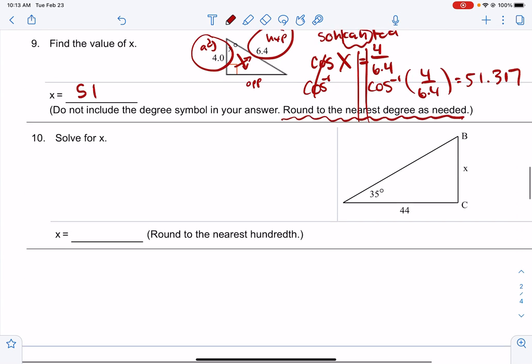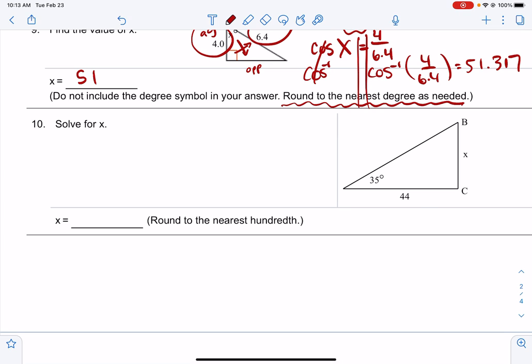Okay. Number 10, here's a right triangle. I know it doesn't show the right triangle symbol down there. On this test, assume it's a right triangle if it looks like a right triangle. For some reason, this problem doesn't give you that little symbol in the corner. Again, I'm using a right triangle. I know an angle. I know a side. So I know that I'm going to use Sohcahtoa to solve for what I don't know.